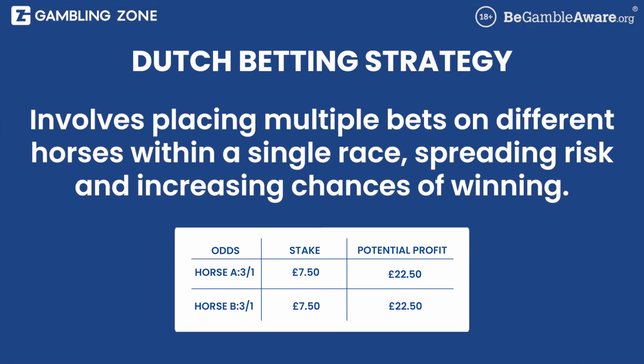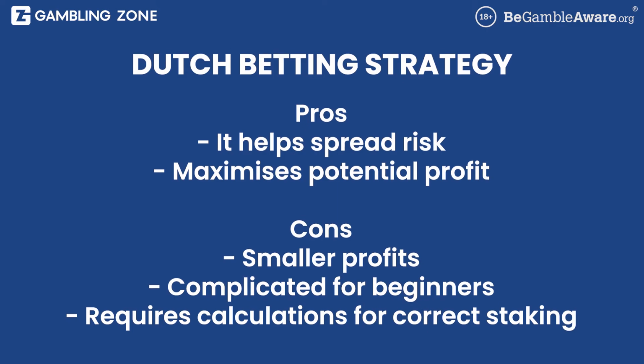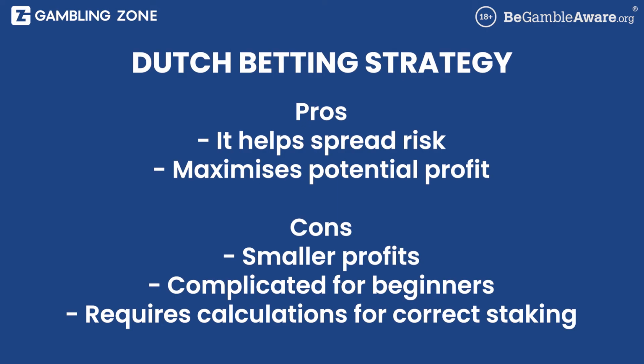The Dutch betting strategy, or Dutching, is a methodical approach that involves placing multiple bets on different horses in a single race, effectively spreading your risk and increasing your chances of winning. The pros of Dutching: it helps spread risk and maximises potential profit. The cons of Dutching: smaller profits, and it is complicated for beginners and requires calculations for correct staking.